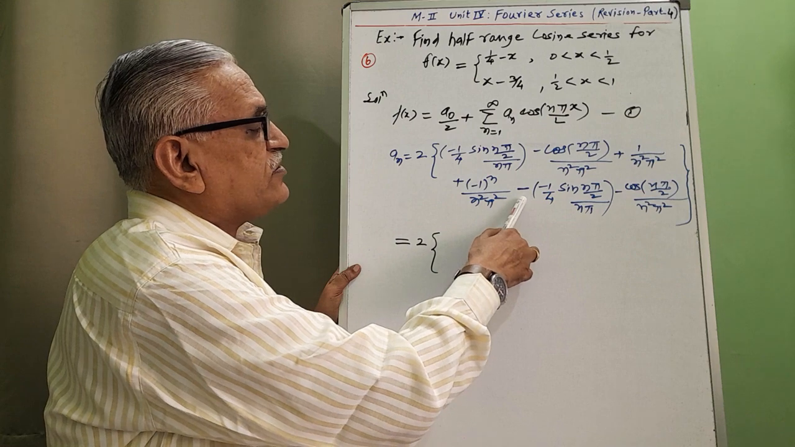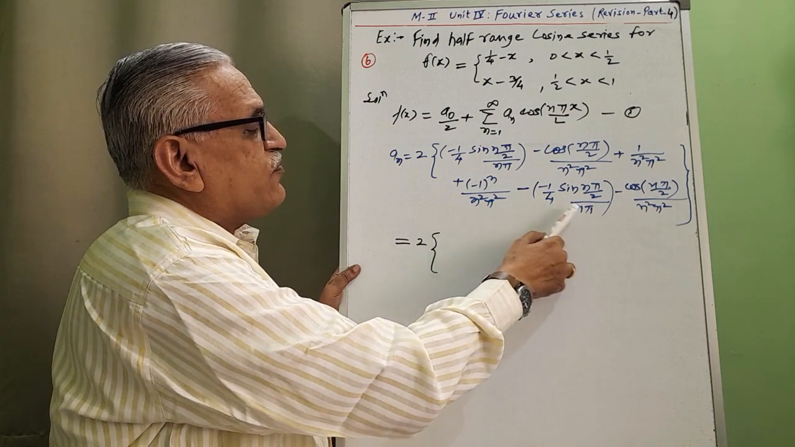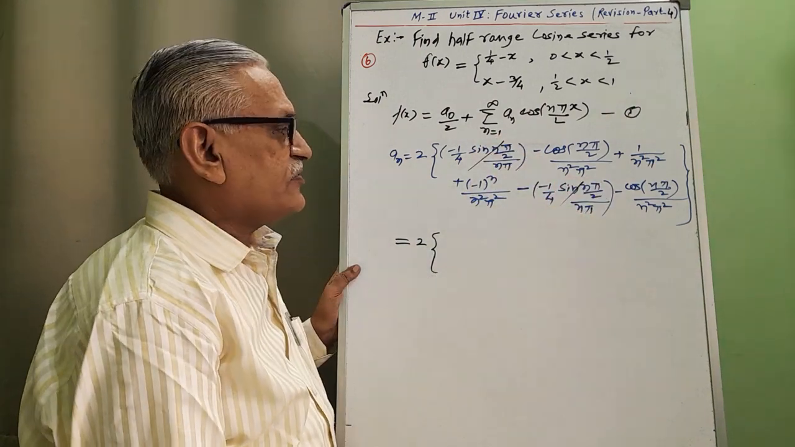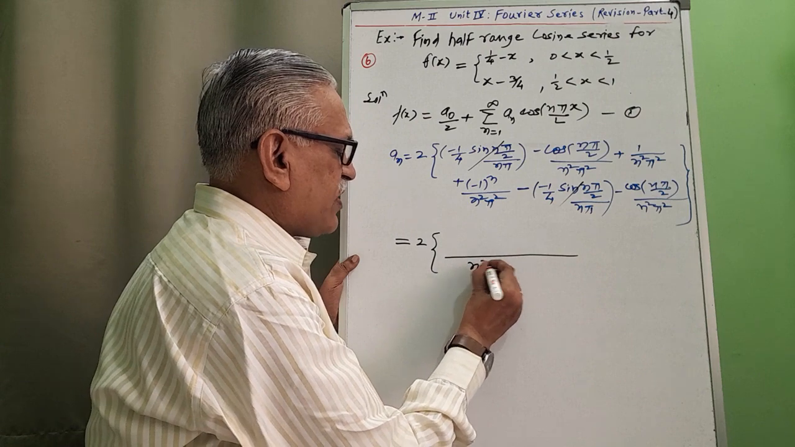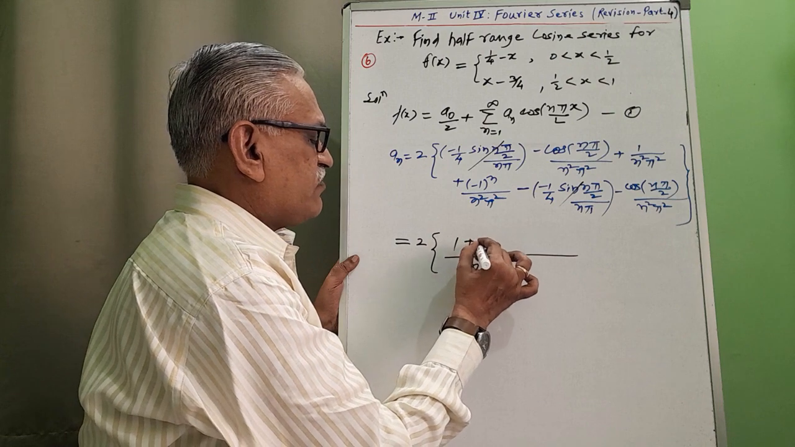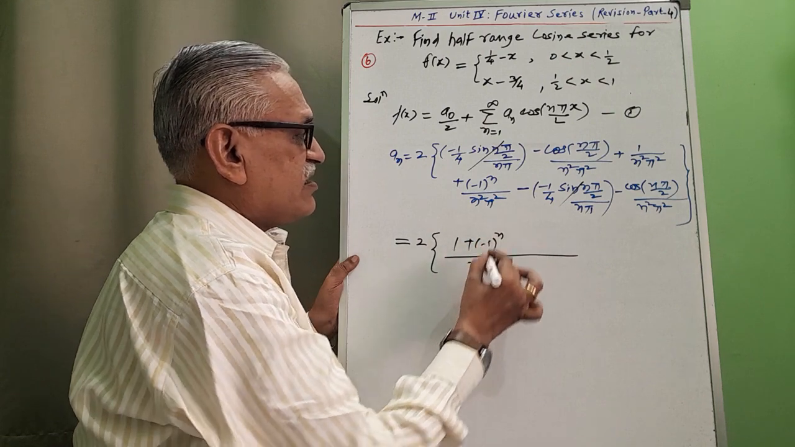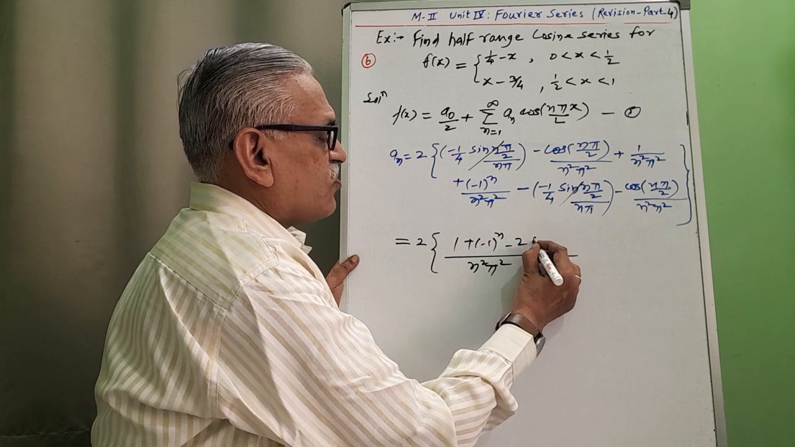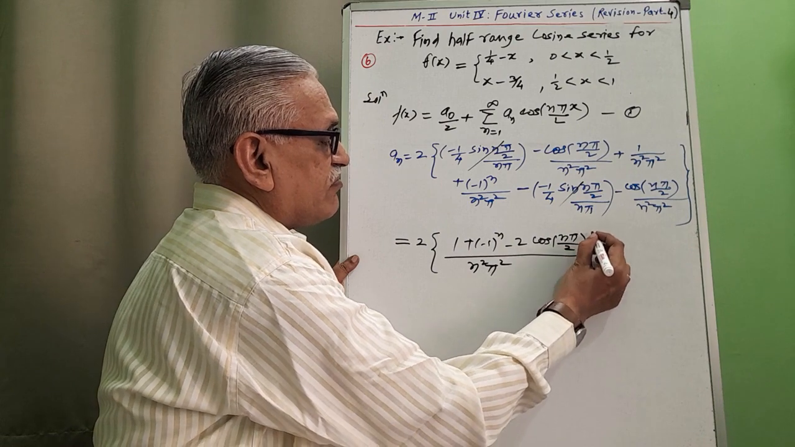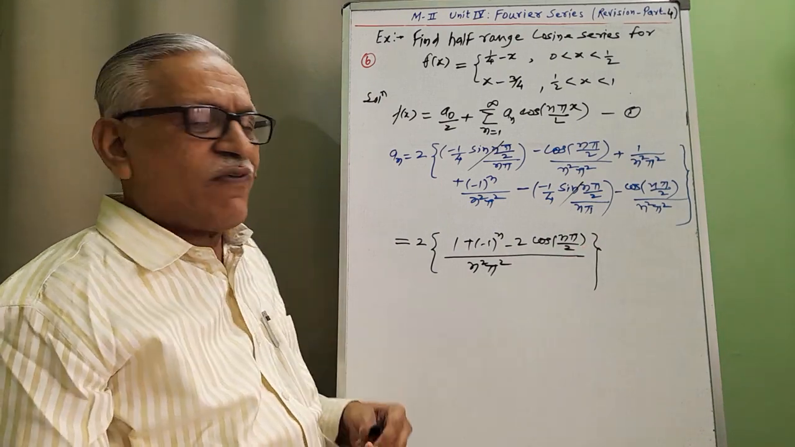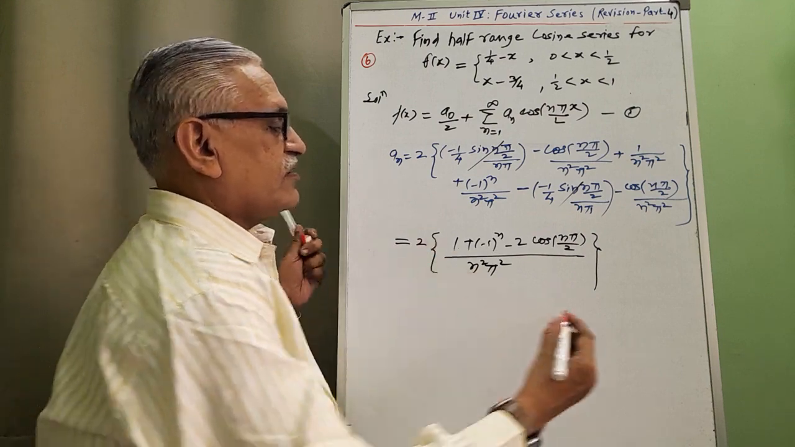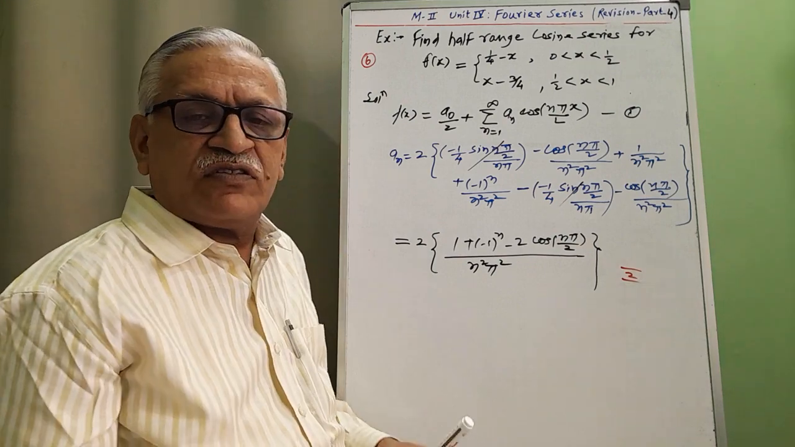This is plus sin n pi by 2 divided by 4 n pi, and this is with minus sign, therefore this term cancels with this term. Taking LCM as n square pi square, of 1 plus minus 1 raised to n and minus 2 times cos of n pi by 2. This is the value of an. 2 marks for all these steps.